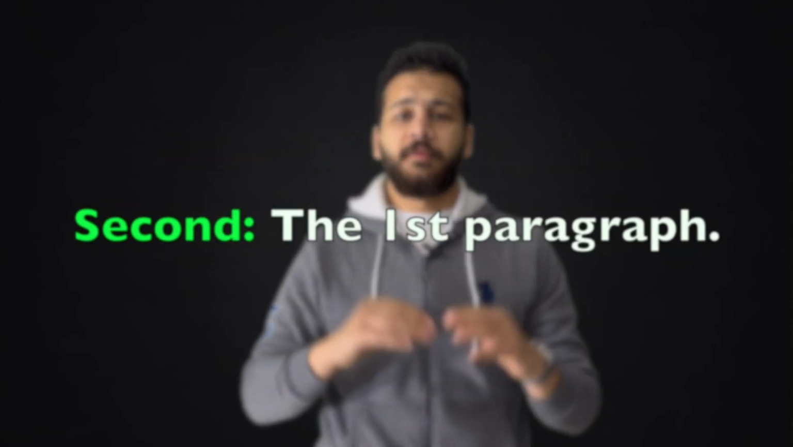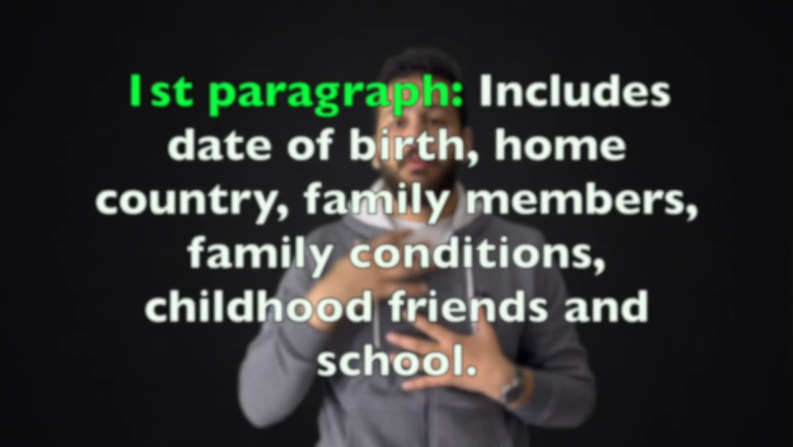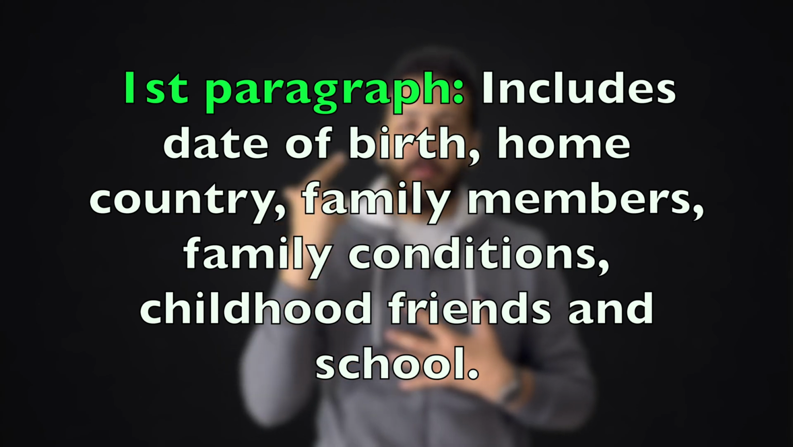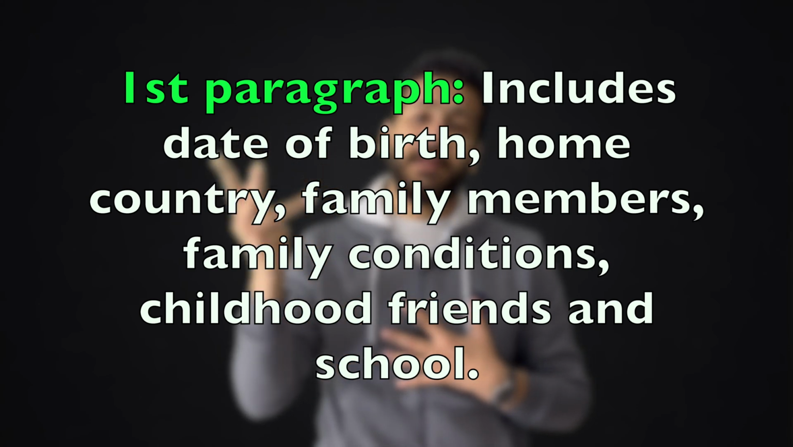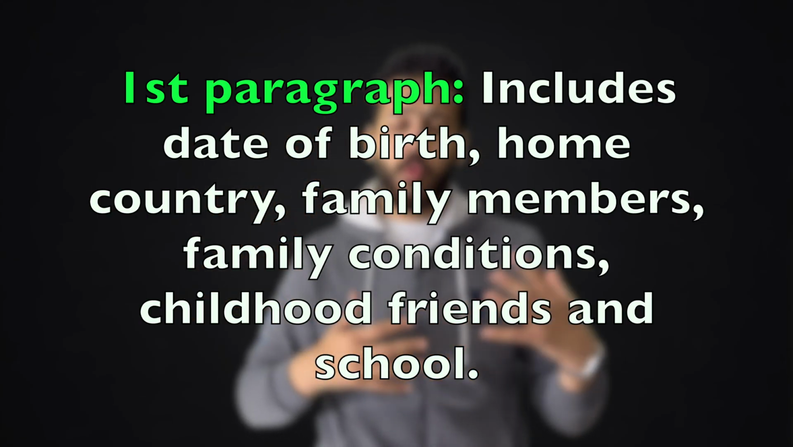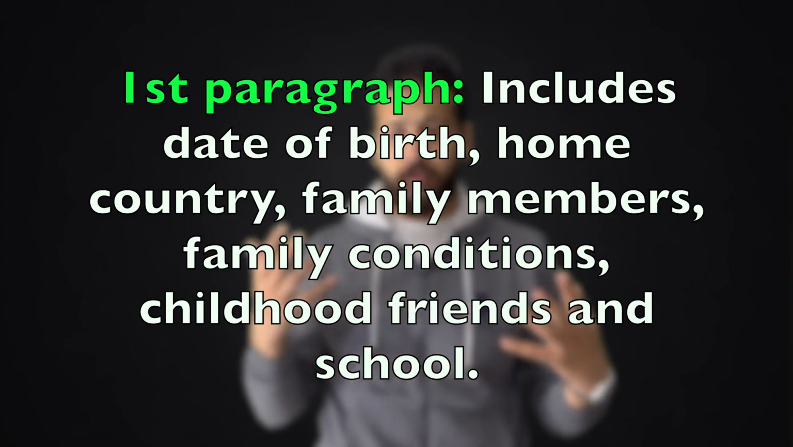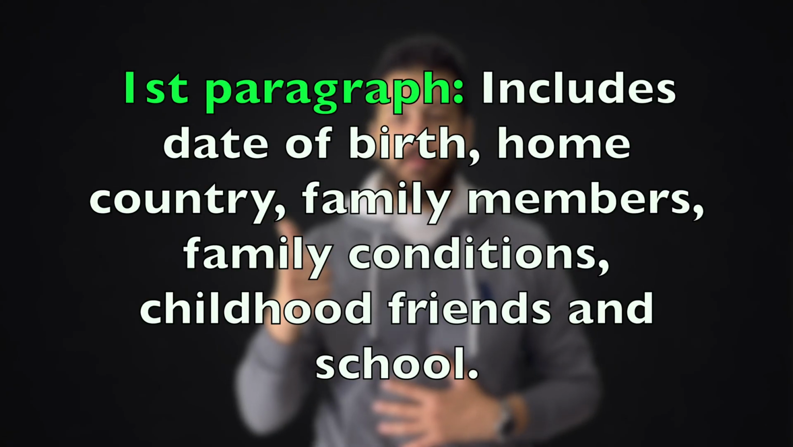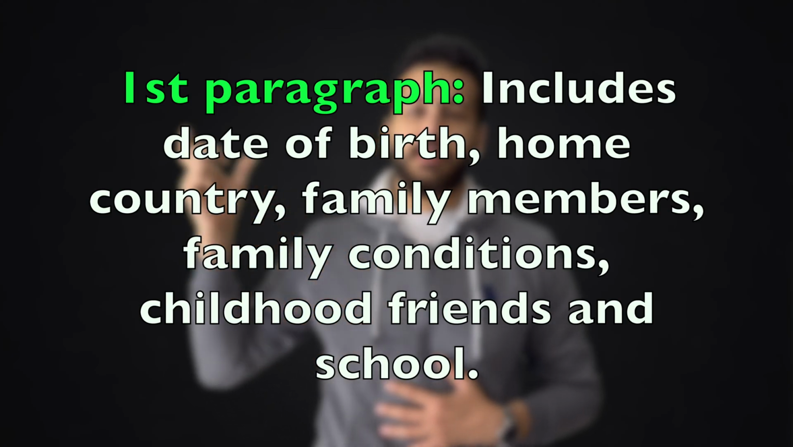After the title, the first paragraph, I will include information like my date of birth, my home country, my family members, family conditions, childhood friends, and school. If you want to include more details about your life, it's okay. So again, paragraph number 1, you're going to talk about yourself and you can include this information.